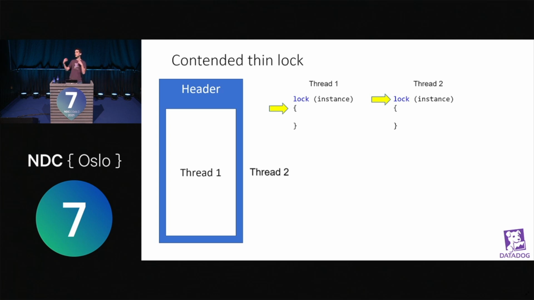Thread 2 needs to go to sleep, and it needs to be woken up when the lock is freed. So we need to store somewhere the information that thread 2 is waiting to acquire the lock. So we need a wait list, basically. And where are we going to store that since the header is already full?